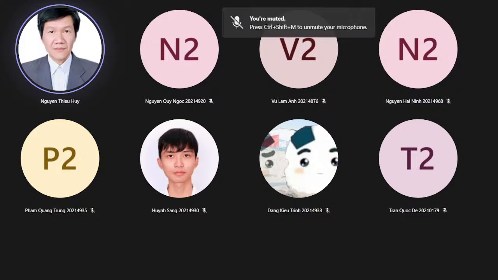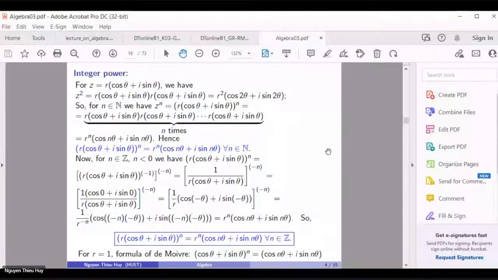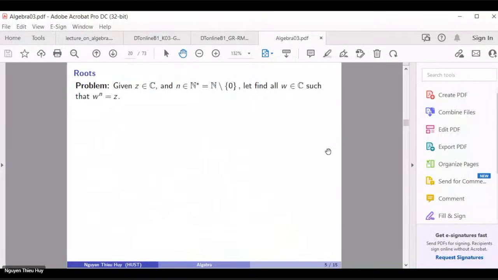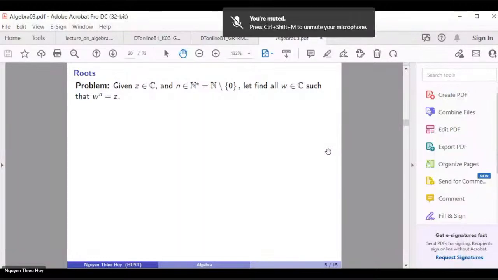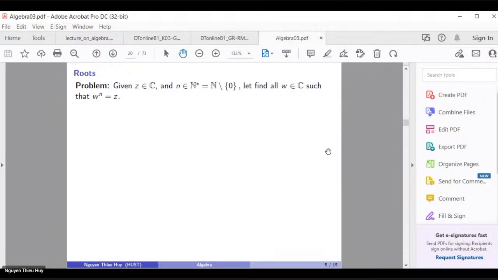This is the root. So let me return to the slide. Good. And here I'm going to the root. What we want to do is compute the nth root of this c. But let's do it in an easy way. So I give you the following problem, and the solution of this problem actually gives us the n roots of this complex number z.